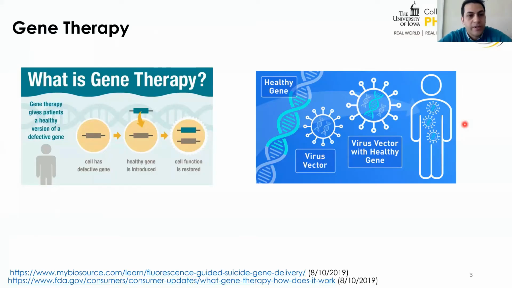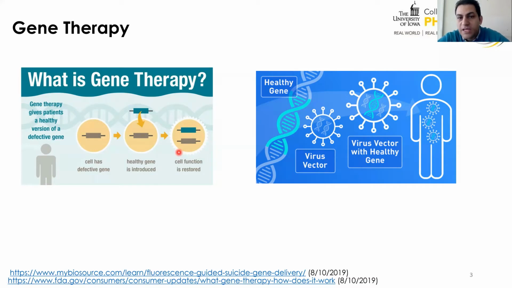So let's take it step by step. What is gene therapy? If you look at the FDA website, you will see the picture on the left here. In gene therapy, what are you trying to treat? You have a cell, and this cell has a defective gene. And as the cell has a defective gene, it eventually has an error, it has a disease. So what we are trying to do is introduce a healthy gene, so these cells can restore their function and you can treat a disease.